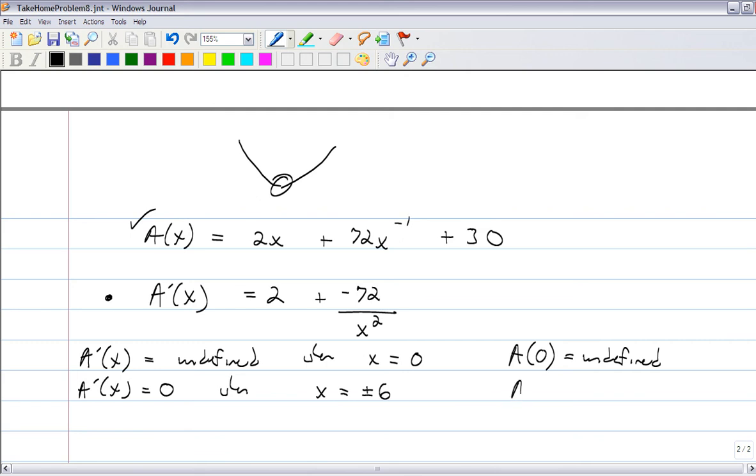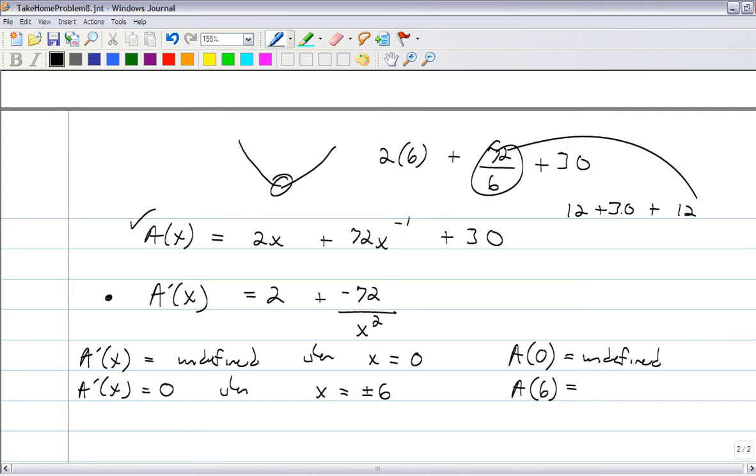So A of 6. How much is that? Right? Well, if you plug 6 into A of x, you get 2 times 6 plus 72 over 6 plus 30. So 12 plus the 30 plus 72 over 6 is 12. So 30, 40, 54. So if x is 6, you're going to keep the paper's area to 54 square units.